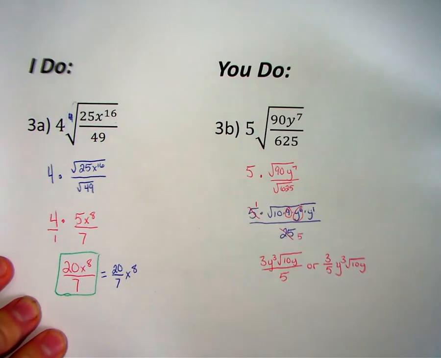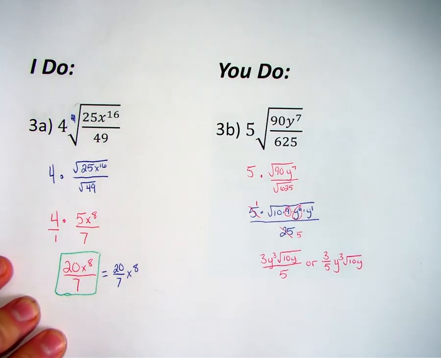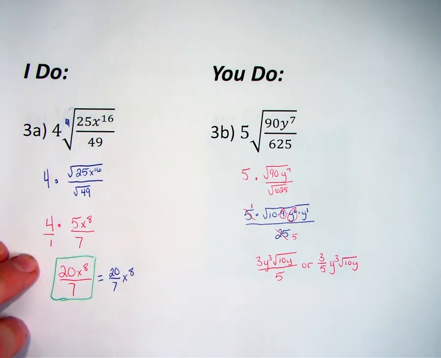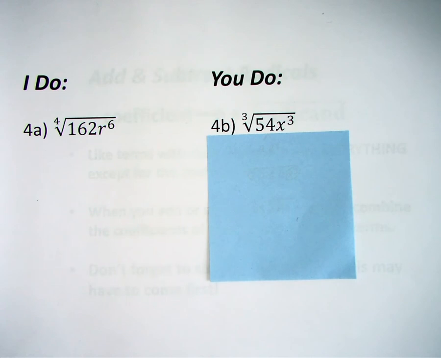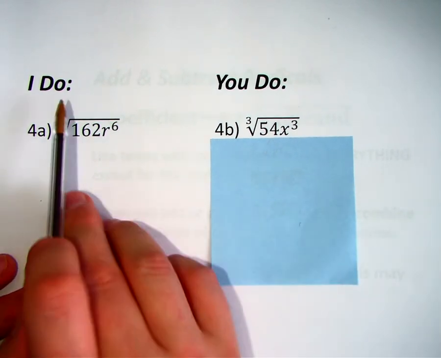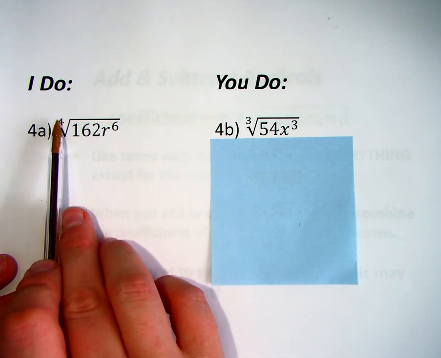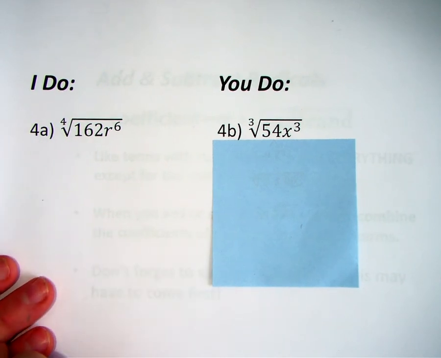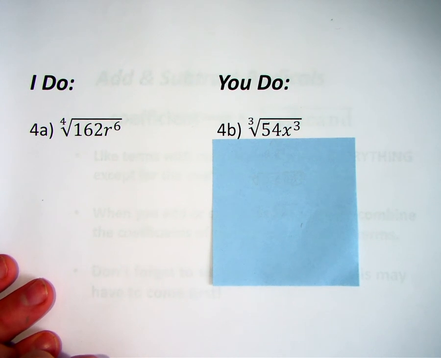Welcome back. You should have ended up with a final solution of 3y to the 3rd root 10y over 5, or we could say 3/5 y to the 3rd root 10y. Now these are your examples where you see the 4 is actually over the radicand. It's not sitting right out in front of it. Now the 4 means we're no longer dealing with square roots. We're dealing with 4th roots.